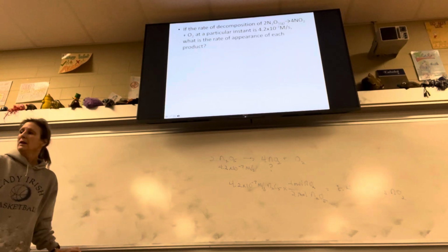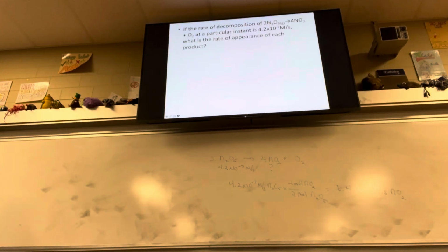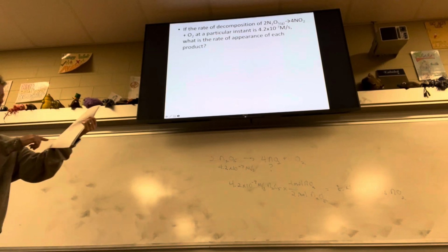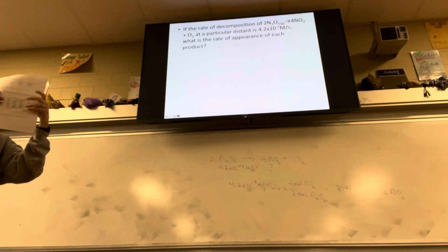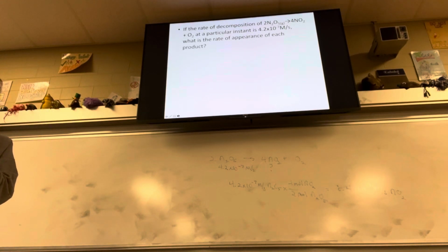Okay. So again, that's if we don't have any other data. And on the back here, it has you use that graph from before to calculate that. The rest of these just use the coefficients.